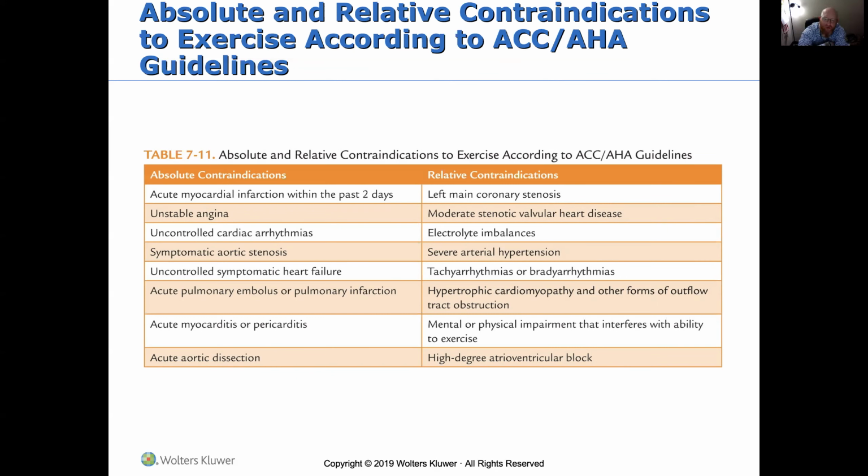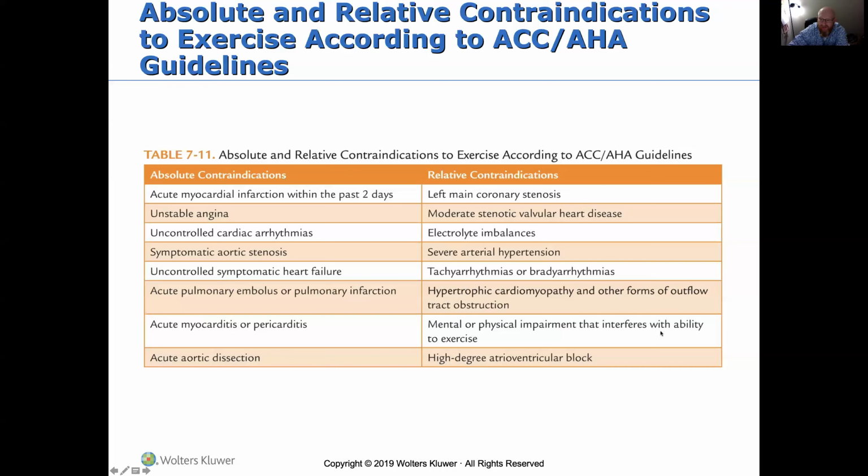Now, on the relative, the ones on the left side, you do not exercise if they have this going on. However, things like electrolyte imbalances, give them a Gatorade, keep a close eye on them. Severe arterial hypertension. Exercise, if done properly with these people, can help to bring, in the long term, hypertension to a better level. So you would just need to keep an eye on someone who has severe arterial hypertension. Tachyarrhythmias or bradyarrhythmias, which are just arrhythmias where the heart beats either too fast or too slow. You need to watch those people closely also.